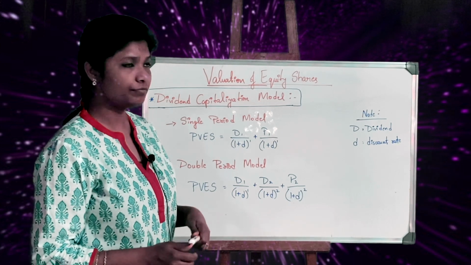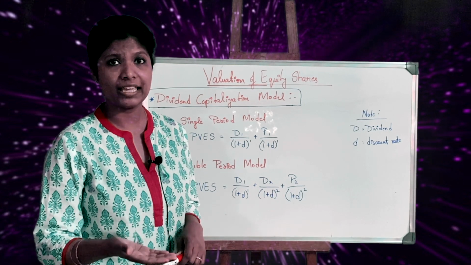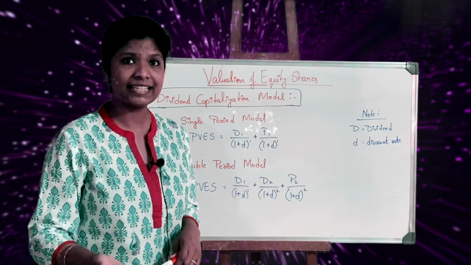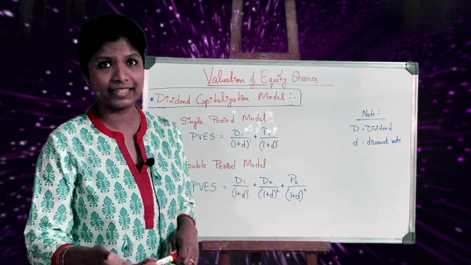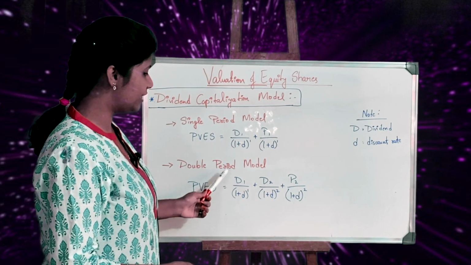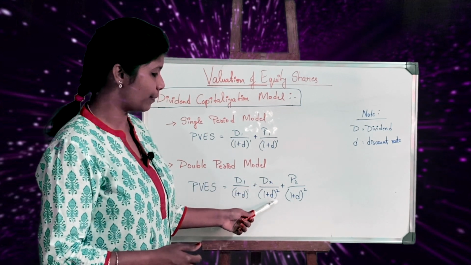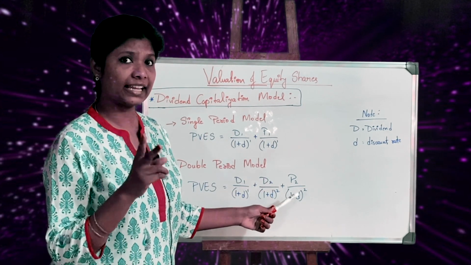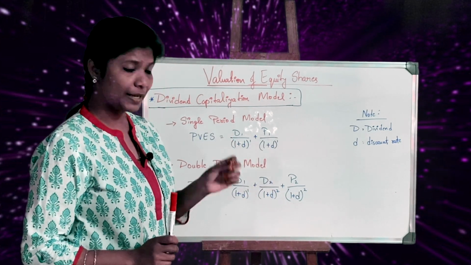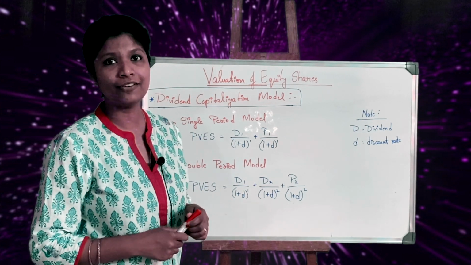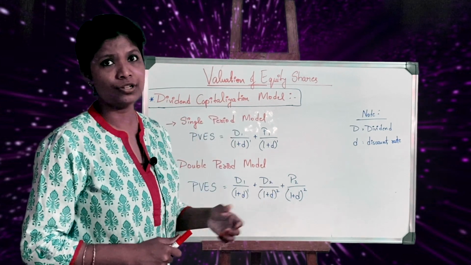If you're holding the equity share for 1 year and then selling it, the question comes under the single period model. Moving on, the second part, the double period model. Just the opposite: if you're holding the equity share for 2 years and then selling it, you will earn dividend for 2 years, and then you sell it. So present value of equity shares equals D1 divided by 1 plus d to the power of 1, plus D2 divided by 1 plus d to the power of 2, plus price at the end of the second year, P2, divided by 1 plus d to the power of 2. Here it was P1, and here it is P2. So these are the first two formulas under the dividend capitalization model.